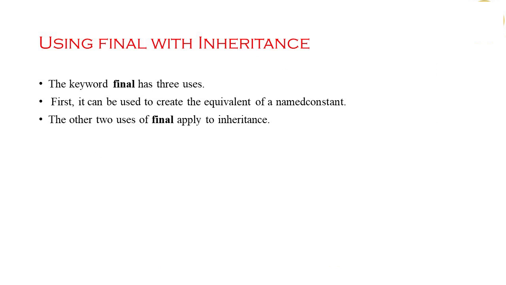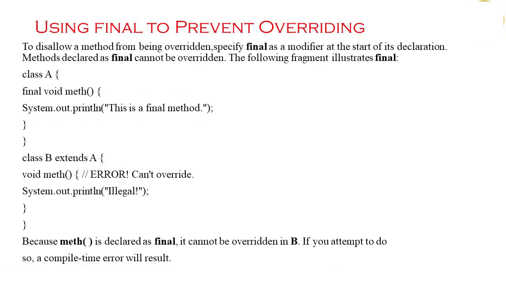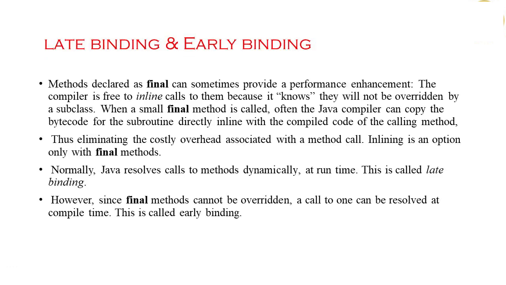Using final with inheritance. The keyword final has three uses. First, it can be used to create the equivalent of a named constant. The other two uses of final apply to inheritance. To disallow a method from being overridden, specify final as a modifier at the start of its declaration. A method declared as final cannot be overridden. The following fragment explains this.